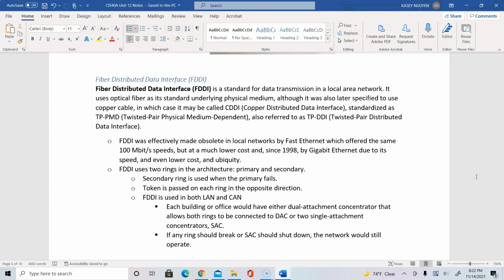And so FDDI uses two rings, primary and secondary ring. The secondary ring is used when the primary fails. Token is passed on each ring in the opposite direction. It can be used in a local area network or campus area network, or CAN. It was used to connect building to building or floor to floor in the high rises. Both rings would be connected on the DAC, or what we know as a dual attachment concentrator, and the single attachment concentrator, which is SAC. If any ring should break, or the SAC is shut down, the network will still operate as it has a fault tolerant type of architecture.